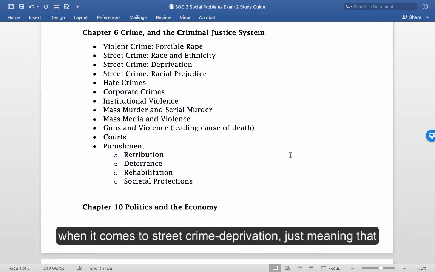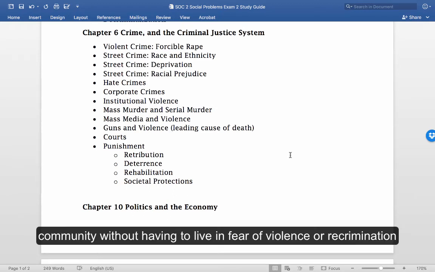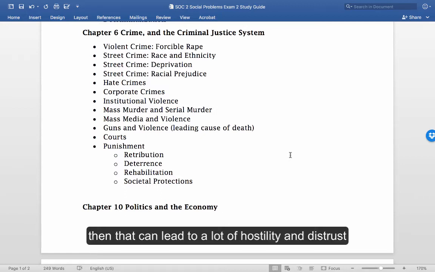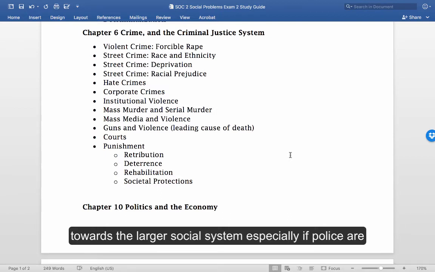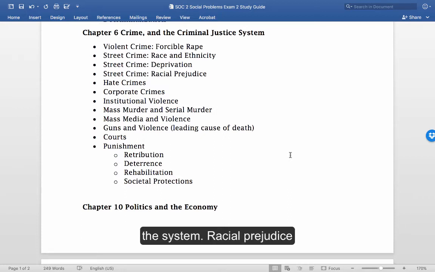When it comes to street crime, deprivation just means that if you're deprived and you're not being given the kind of basic necessities like a decent school, a decent community without having to live in fear of violence or recrimination, then that can lead to a lot of hostility and distrust towards the larger social system. And especially if police are perceived to be unresponsive, then that can lead to a distrust of the police as well, or this idea of the system.